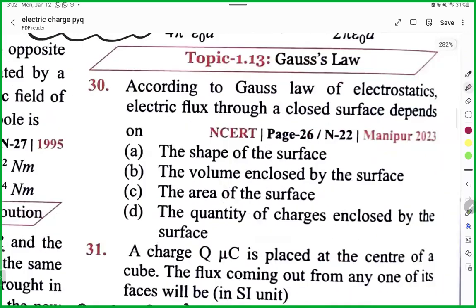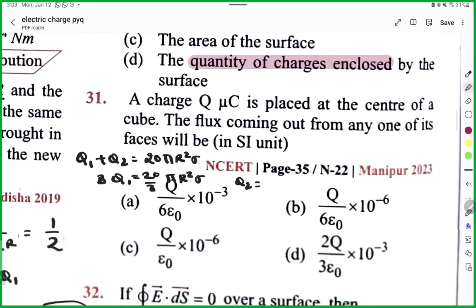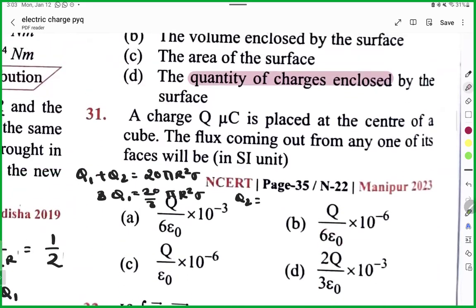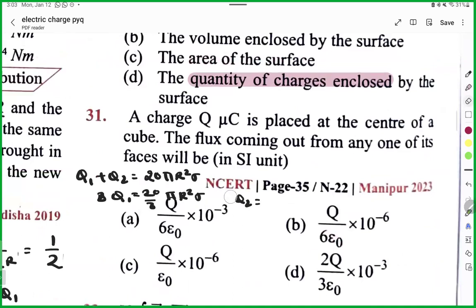Sarah, in Gauss law of electrostatics, the electric flux through a closed surface depends upon how much charge is present inside. Correct, Sarah? Yes, sir.